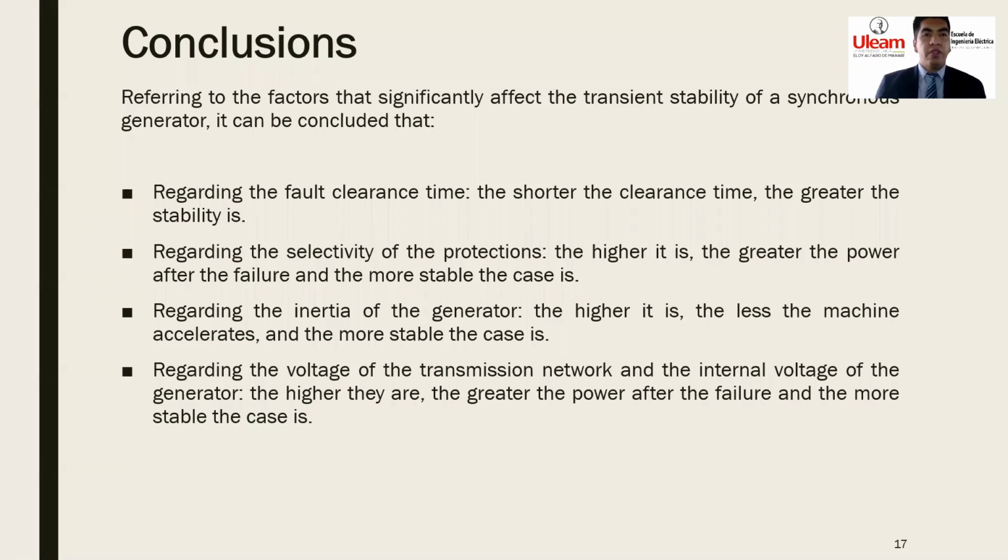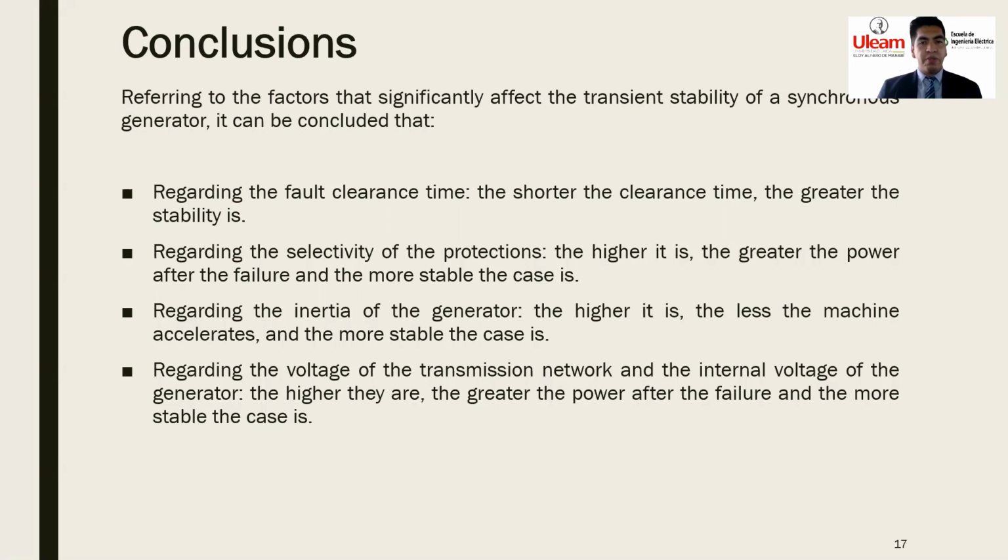Conclusions. Referring to the factors that significantly affect the transient stability of a synchronous generator, it can be concluded that regarding the fault clearance time, the shorter the clearance time, the greater the stability is. Regarding the selectivity of the protections, the higher it is, the greater the power after the failure and the more stable the case is. Regarding the inertia of the generator, the higher it is, the less the machine accelerates and the more stable the case is.